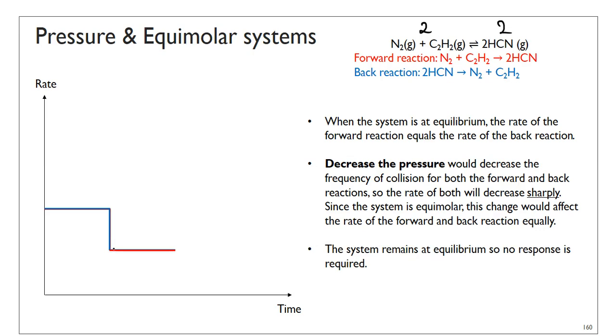Therefore, it is not going to respond to this change by shifting more to the right or more to the left. So an equimolar system doesn't respond to a change in pressure because when you change the pressure, you haven't taken the system out of equilibrium. So it's just going to stay at equilibrium. But notice how the rate of the reaction of the system has to be lower because ultimately you have decreased the pressure. So that should reduce the rate, but has no effect on the position of equilibrium.